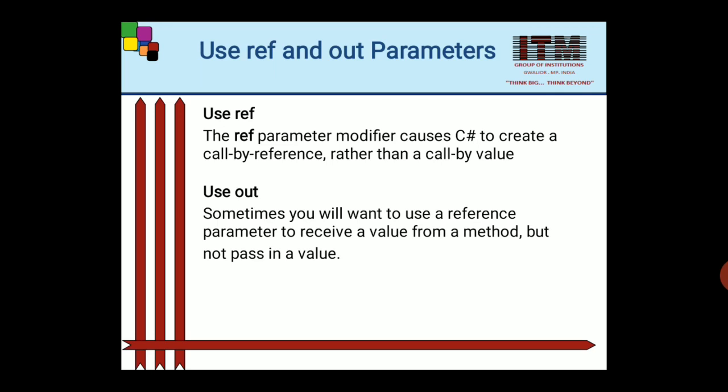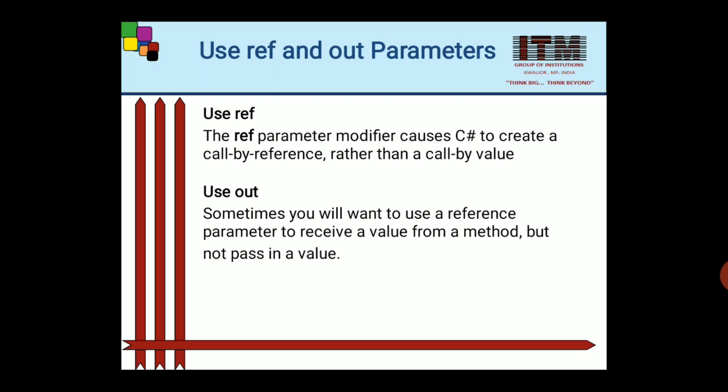So now here in the detail we just discussed it. Often you will want a method to be able to operate on the actual arguments that are passed to it. The basic example of this is a swap method that exchanges the value of its two arguments.